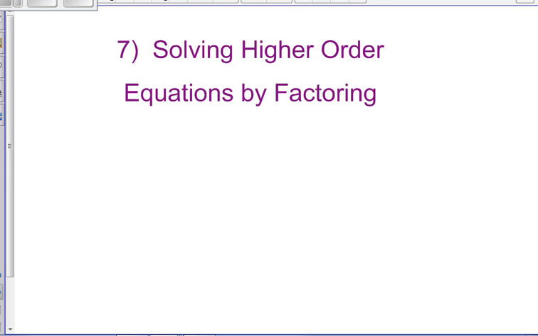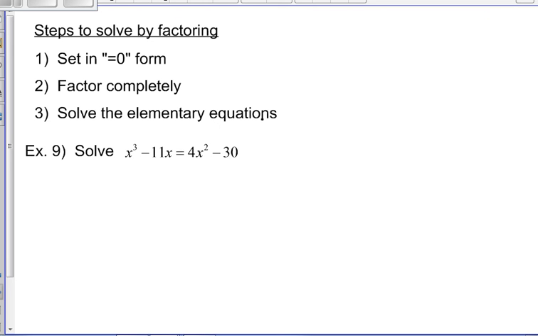Last thing we'll take a quick look at is solving higher order equations by factoring. Really, if you can do the graphs, these should be a breeze. So to solve by factoring, it's the same as quadratics. You set it in equals 0 form, you factor your expression completely, and then you solve the elementary equations. So over here I've got this, which doesn't look great.